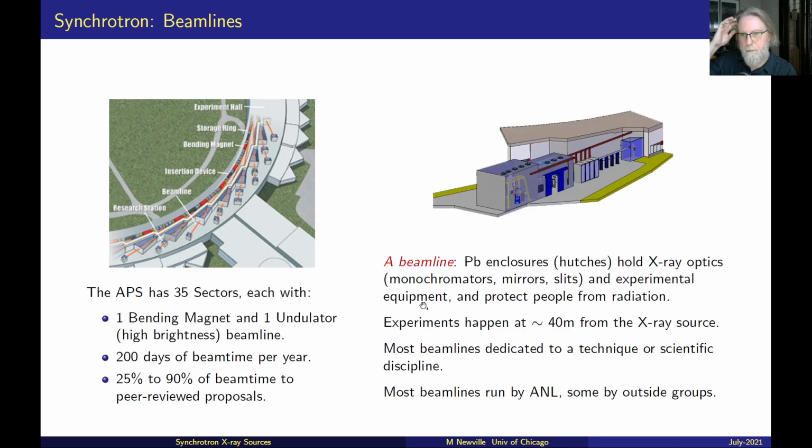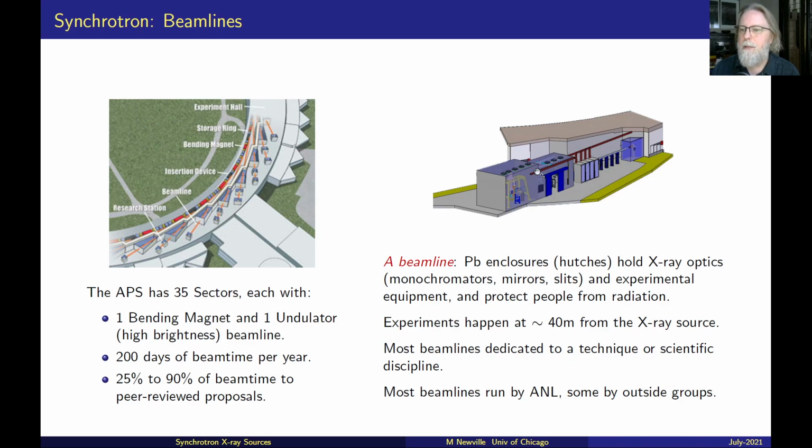So each of these beamlines will have a series of lead enclosures or hutches that hold the X-ray optics, monochromators, mirrors, and slits, and so on, and then any experimental equipment. These lead enclosed rooms protect the people from the radiation, again, because lead, being high Z, absorbs all the X-rays.